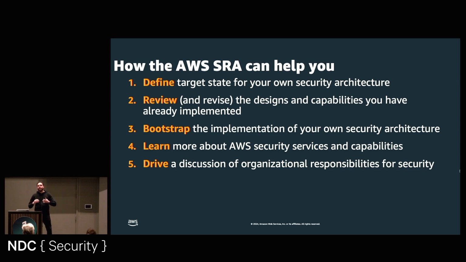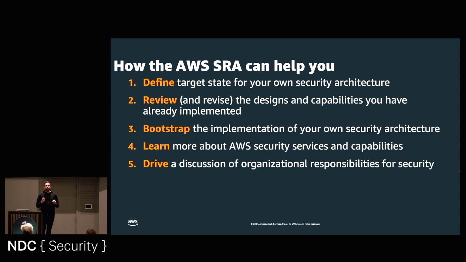But if you know from the beginning that you will be launching and building more workloads and applications in your environment, you can just take a custom build or a custom version of the AWS SRA and use it as the basis for your own organization security architecture that you can continue to build on top of.